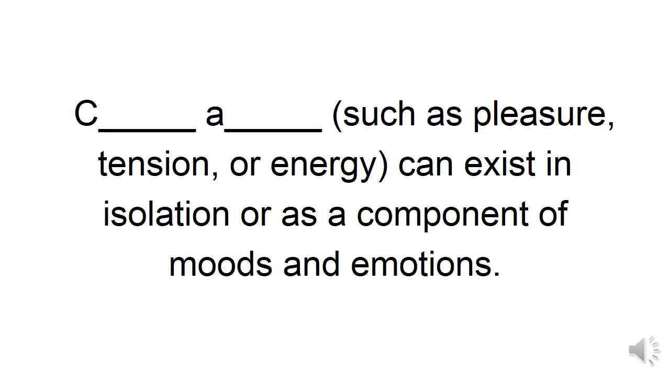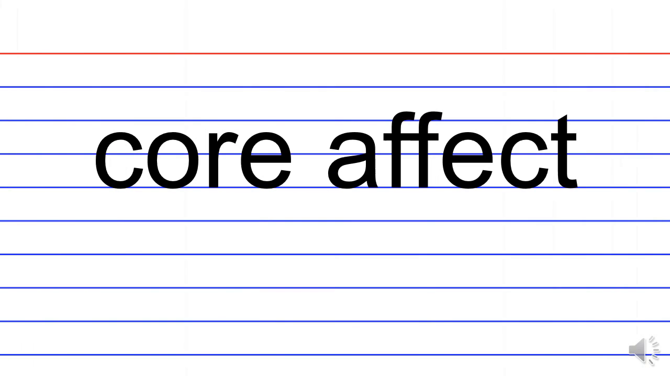C blank A, no, just C blank, A blank, such as pleasure, tension, or energy, can exist in isolation or as a component of moods and emotions. So what is this phenomenon? And remember, the explanation of moods versus emotions is coming up later. Core affect. This would be core affect. So just rewind a little bit to see what the front side of the card mentioned.